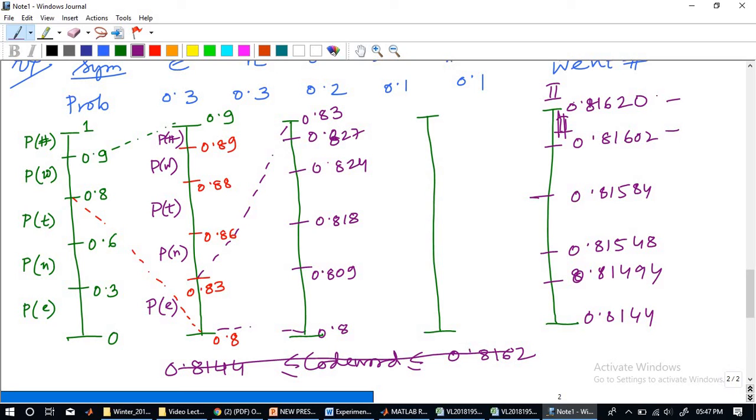So that is what arithmetic coding is all about. All these numericals will be the same process we applied, except that the calculation will be a little tedious. That's the only thing.